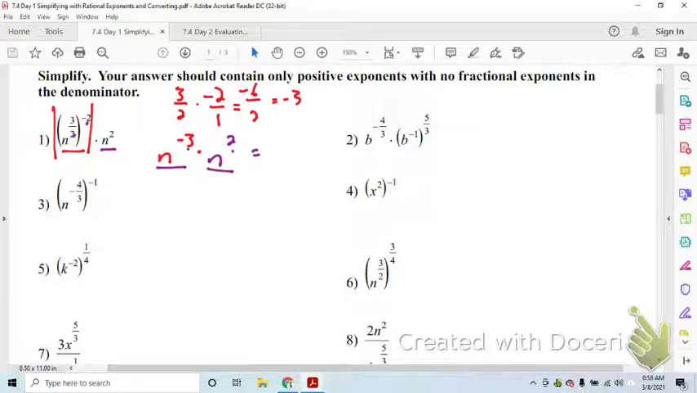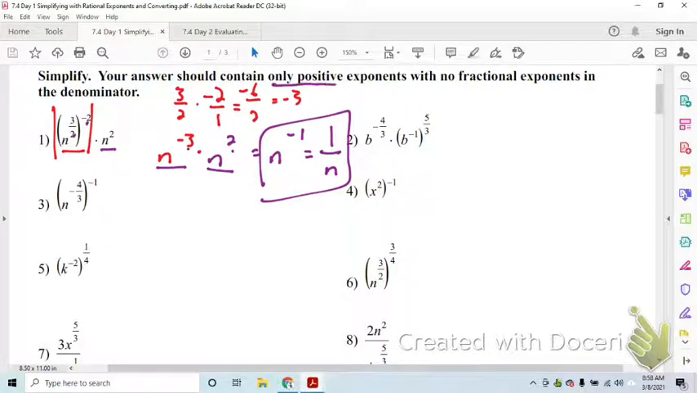This is the same thing as n to the -1st power, which can also be written as 1 over n. Now, these things are okay, but since it says only contain positive exponents, that's your answer right there. That's what you need to have. Now let me skip down here and do number 4.